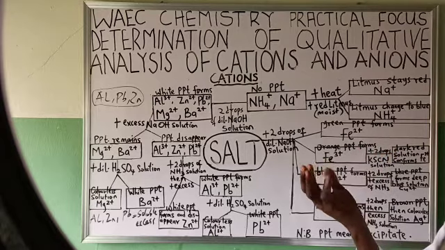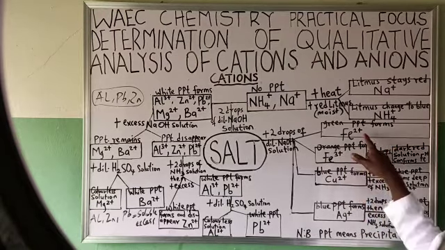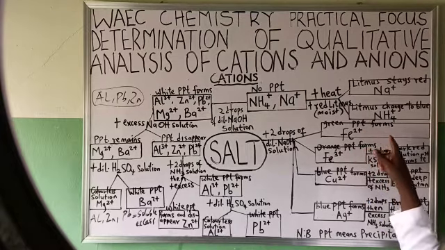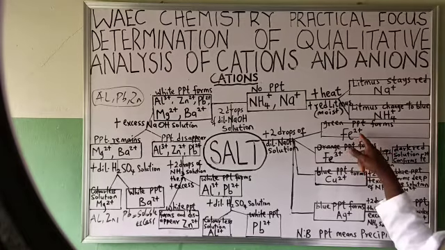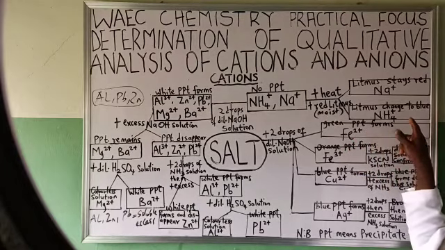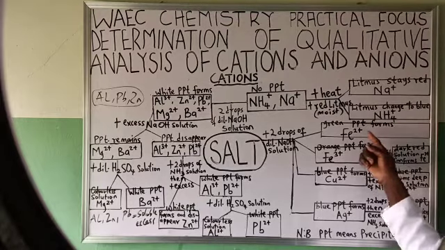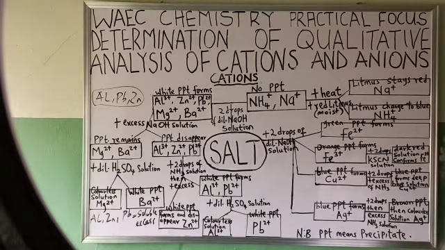Leave it for some minutes to react with air. After minutes, if it changes to reddish brown or brownish precipitate, it means what? It has oxidized to what? Iron 3. That means iron 2 should be in that salt.